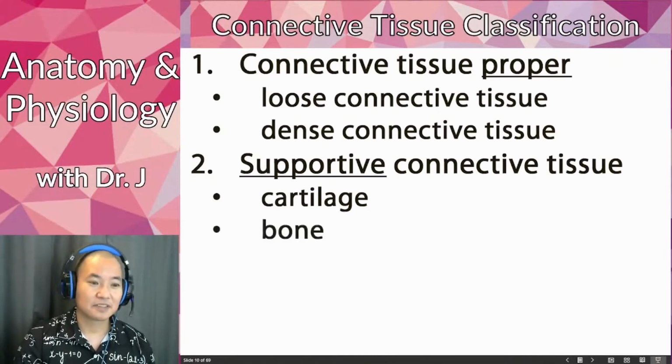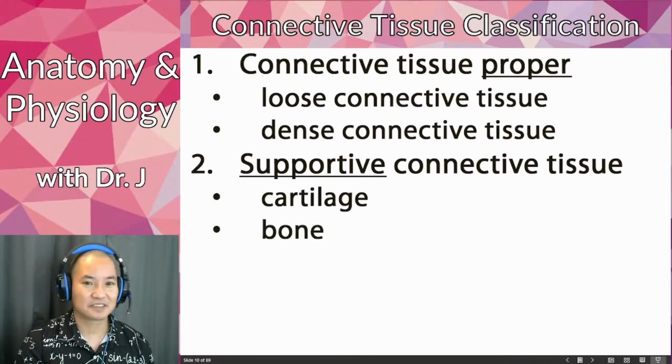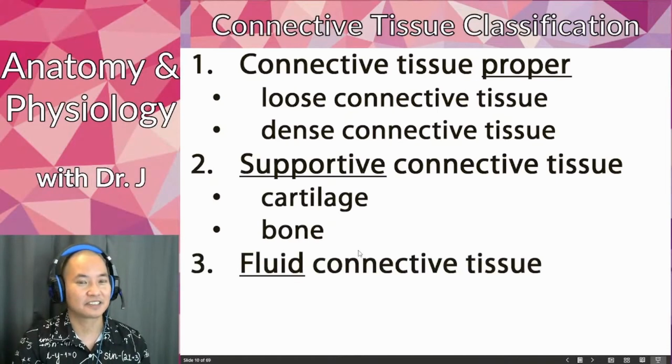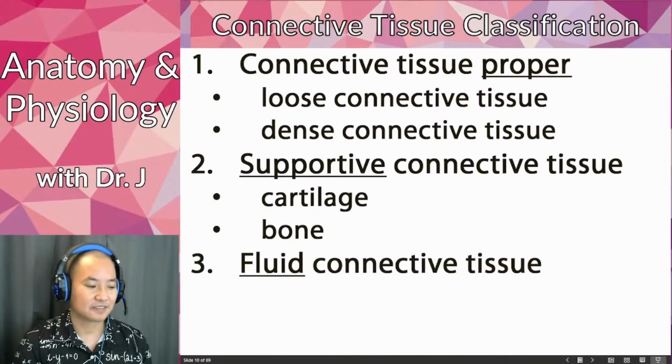And bone, so bone is a connective tissue. But again, is the tissue in bone going to be the same as white adipose tissue or white fat? Is it going to be the same as other types of connective tissues in your skin? Not necessarily. There's this very special exception called fluid connective tissue.